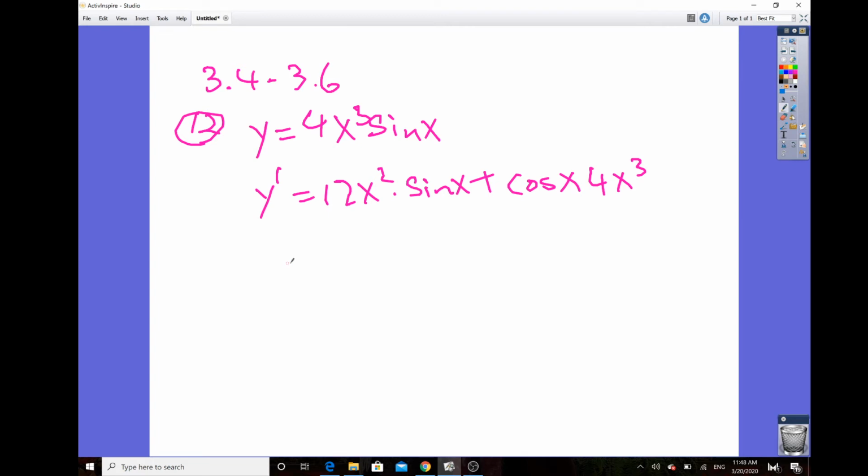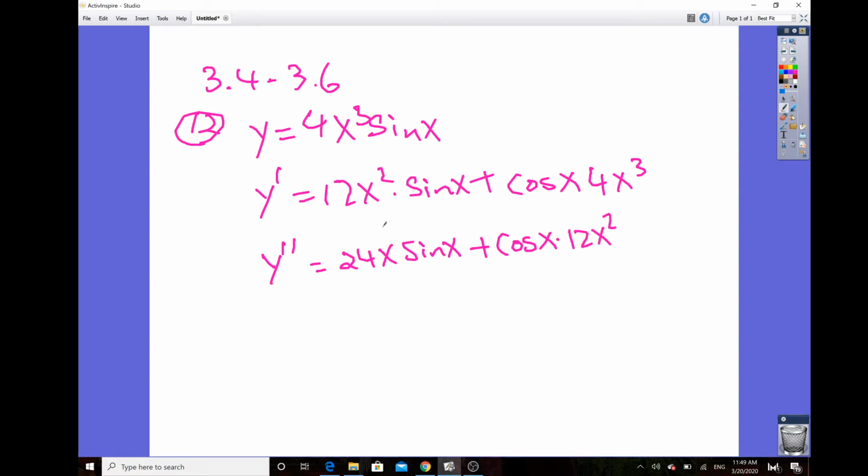So this one would just give you the first derivative. Now, what about the second derivative? The second derivative will be considered y double prime. So 12x squared. Again, for this one we have to use the product rule. So it's 24x times sine of x, and then plus cosine of x, because that's the derivative of sine of x, times 12x squared.